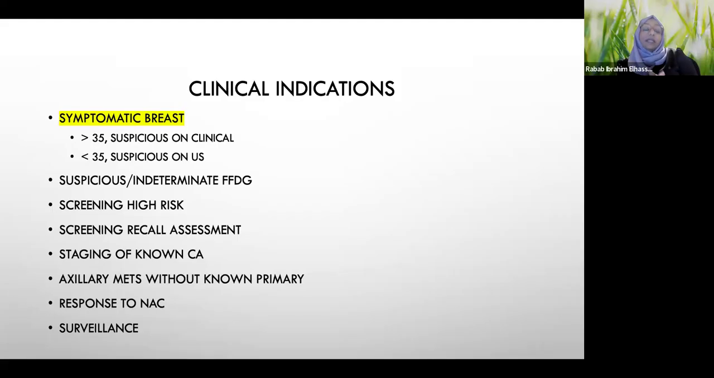We use it in the symptomatic clinics. If there is a lady over 35 years of age and suspicious clinically, ideally now they don't go for a conventional mammogram, but for a contrast enhanced mammogram.